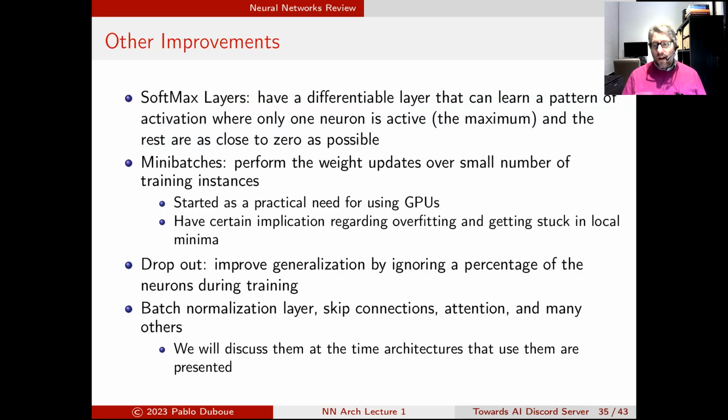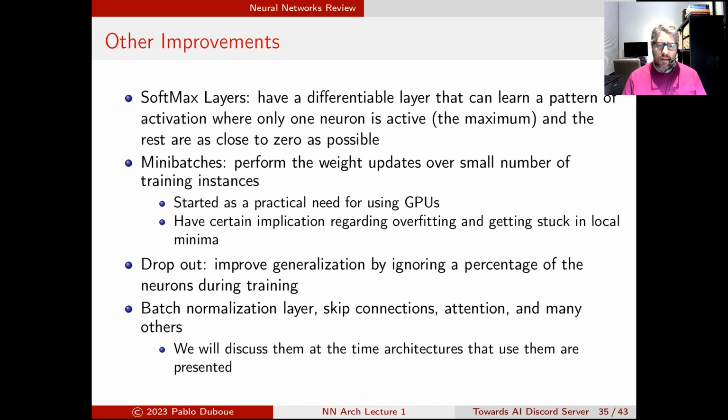And then we have, of course, softmax layers that allow us to train a system that tries to set only one unit in the output layer to the maximum value, and the rest as close to zero as possible. We have mini batches that perform weight updates over a small number of training instances.